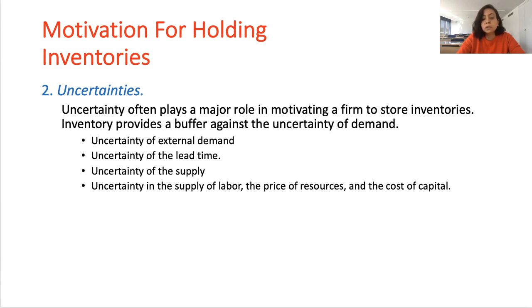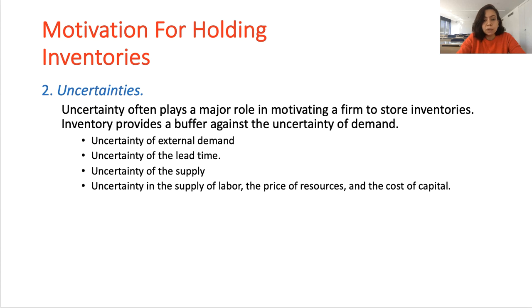And secondly, uncertainty of the lead time. Let me explain what the lead time is. We can define it as the amount of time that elapses from the point that an order is placed until it arrives. In the production planning context, the lead time is the time required to produce the item. So, even though there is no uncertainty of external demand, even though it is exact, there may be uncertainty with the lead time. For that reason, it would be better to hold inventory.